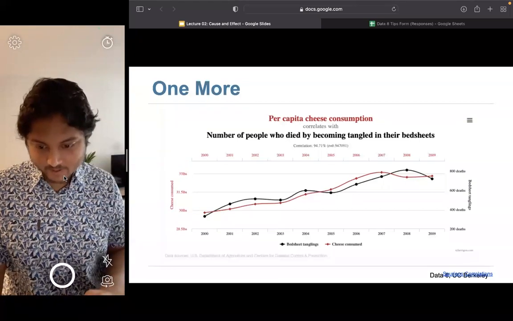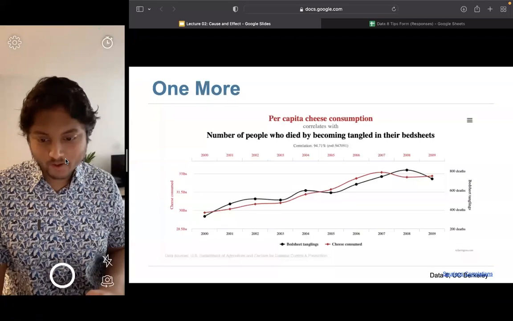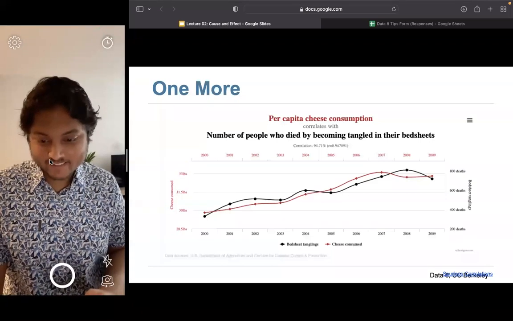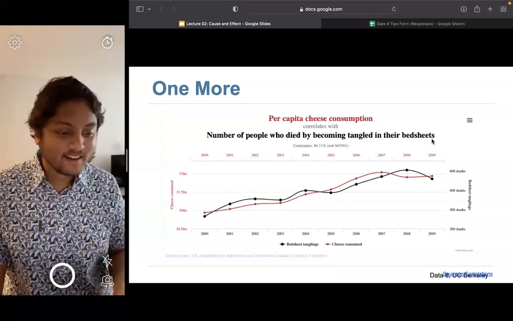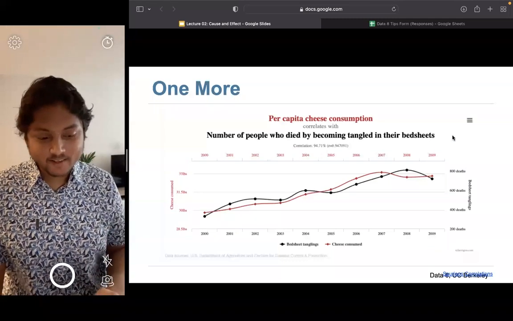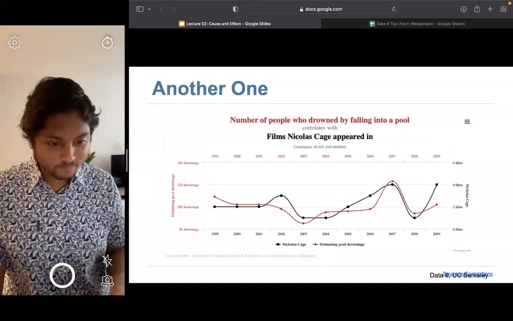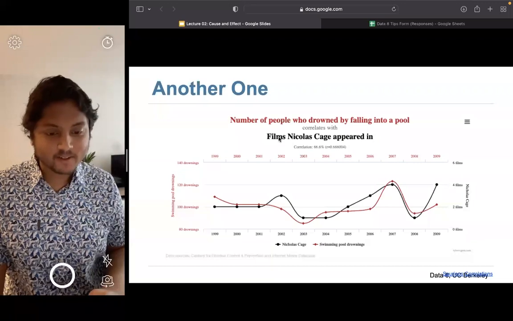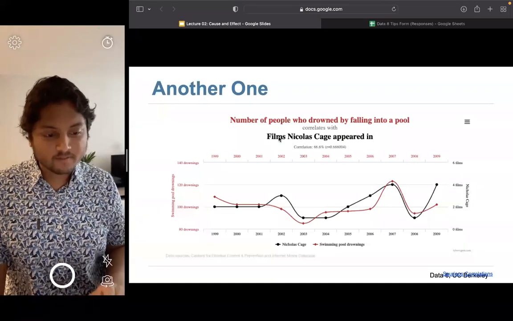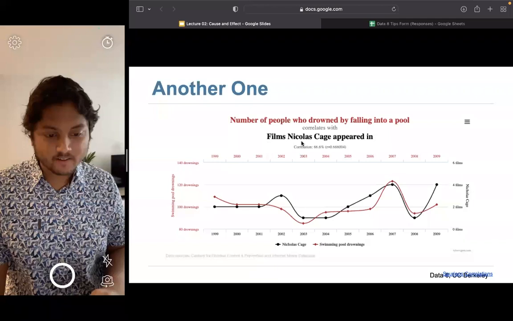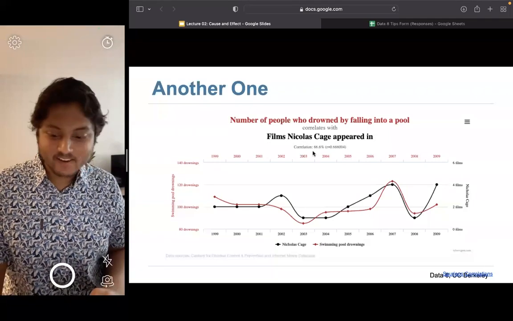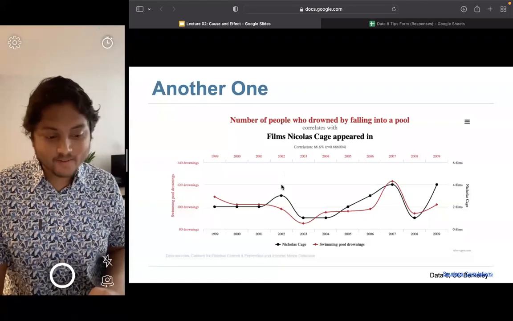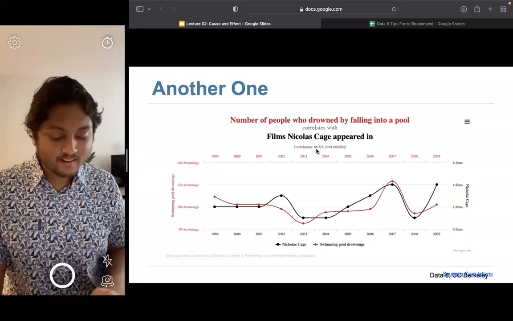I like this explanation. So more prosperity equals more butter, which means less margarine, which means less divorce. Interesting. It's a good one. So yeah, this is another one. And then there's another kind of funny one, which is just so crazy: the number of people who drowned by falling into a pool, and the films that Nicolas Cage appeared in. So yeah, I don't know about this one, but it's pretty interesting.